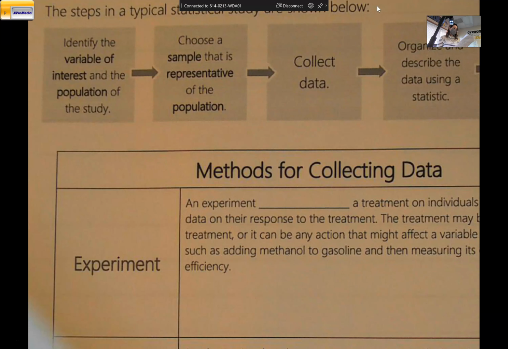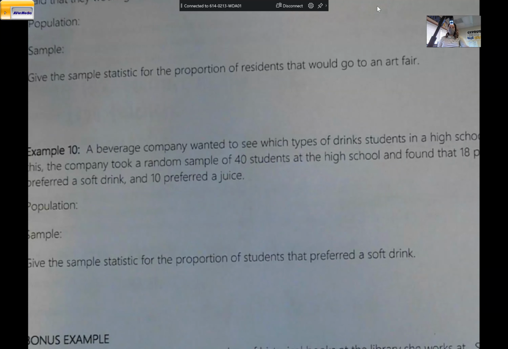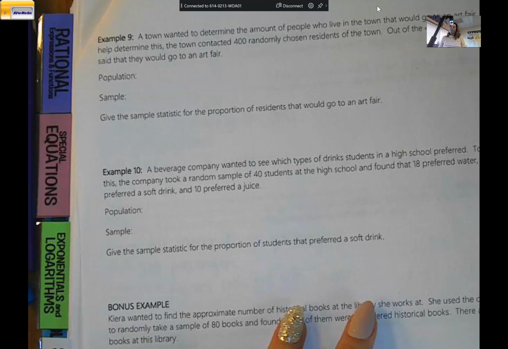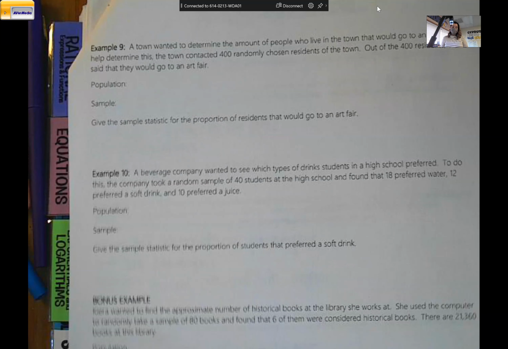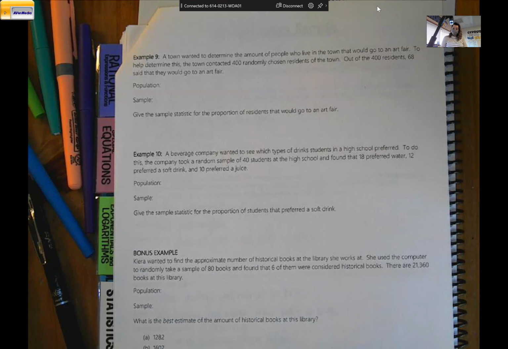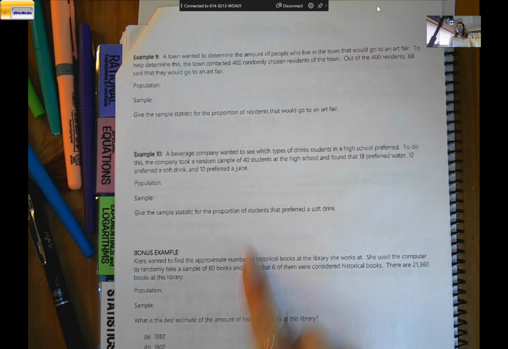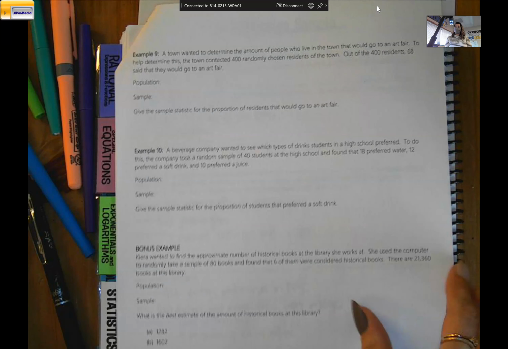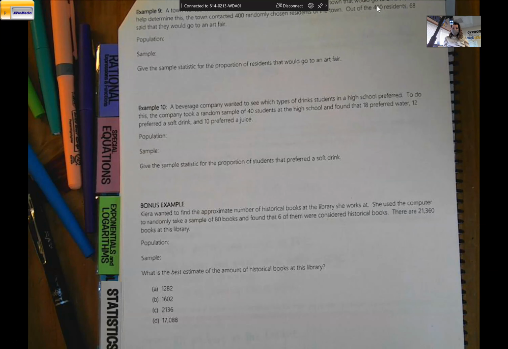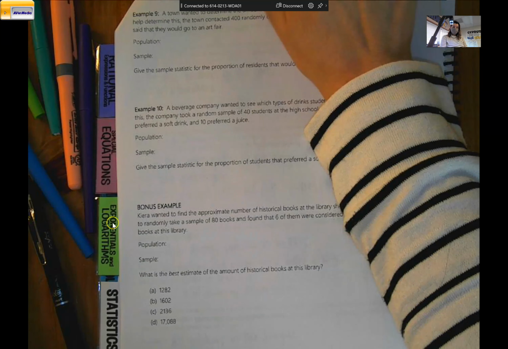Let's take like 3-ish minutes and have you do as much of this last page as you can. So if you're at home, pause the video and try 9, 10, and even look at the bonus one, because I think you could do parts of the bonus one. So pause the video, try it, and then unpause so that you can see the answers.